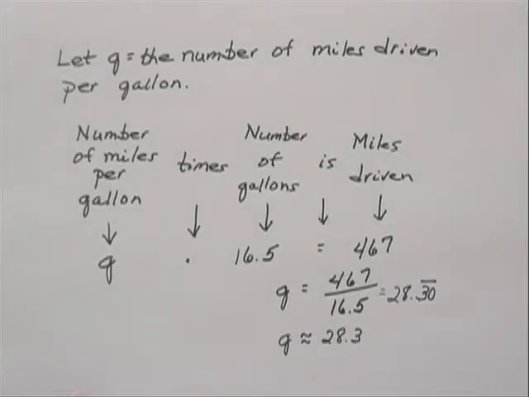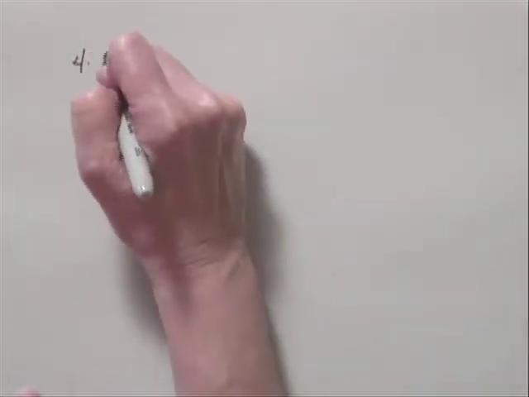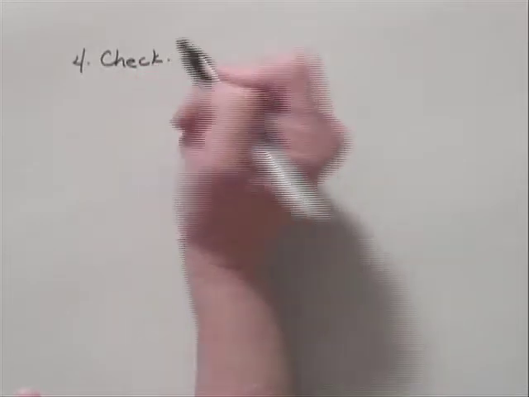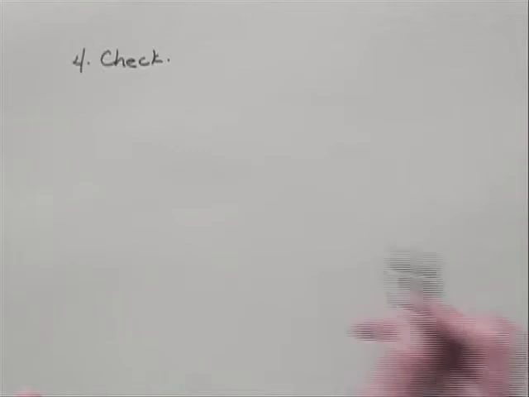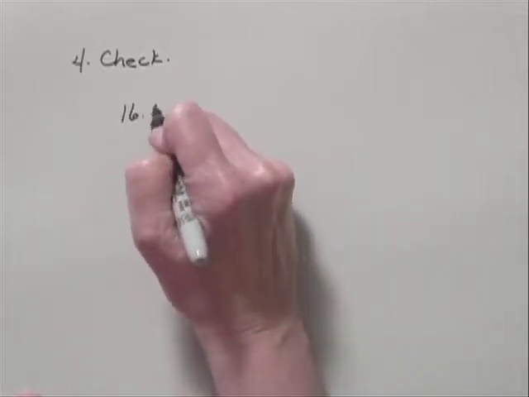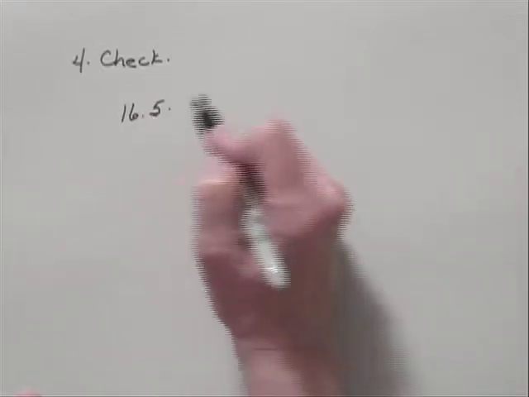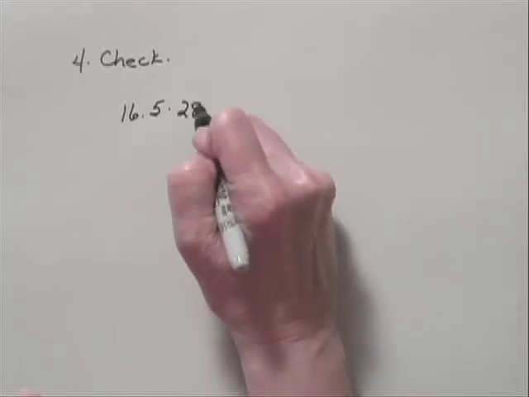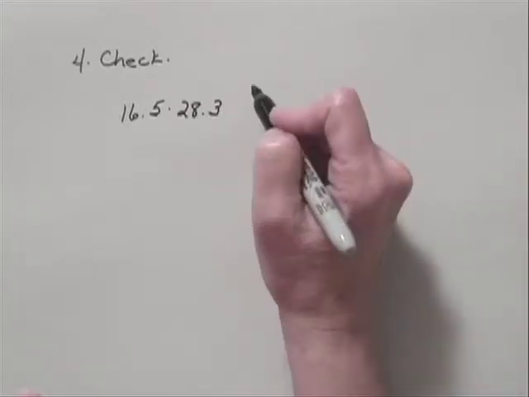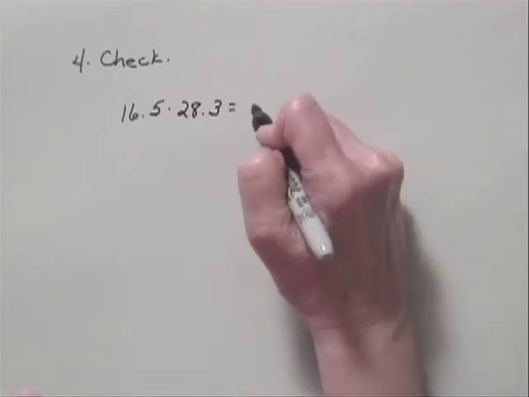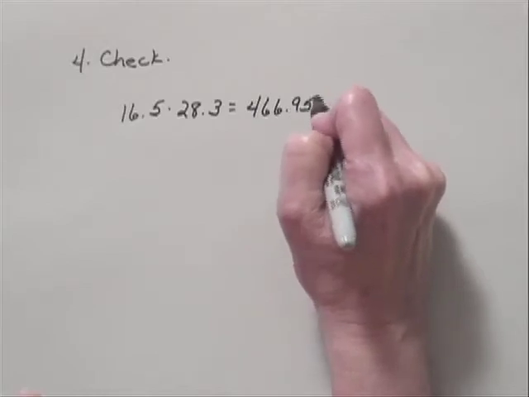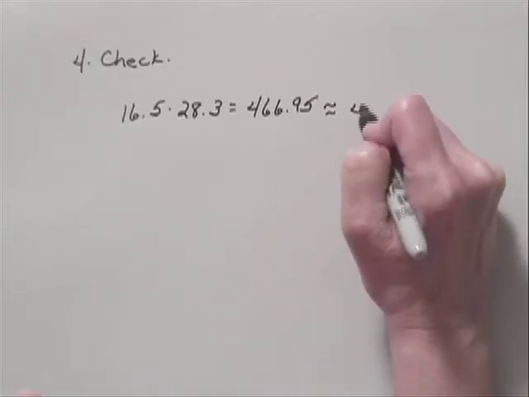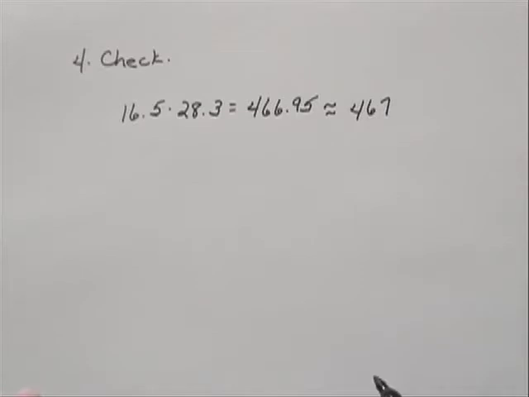Now we can check this. It's the fourth step in our problem-solving process. First, we can multiply the number of miles per gallon by the number of gallons. 16.5 gallons times 28.3 miles per gallon would give us the number of miles driven. And when we do that multiplication, we get 466.95, which is approximately equal to the 467 miles we computed that were driven.